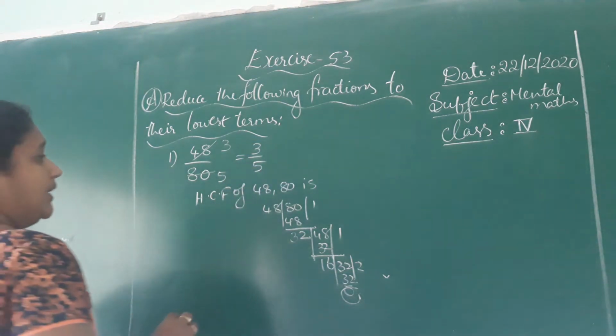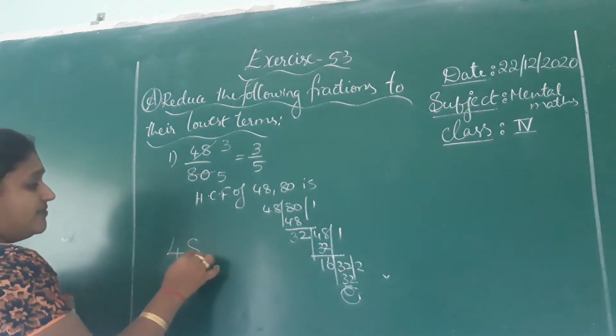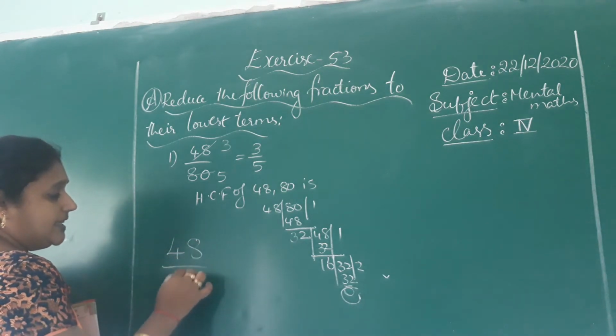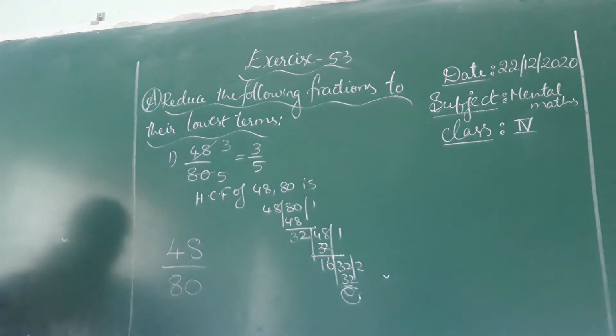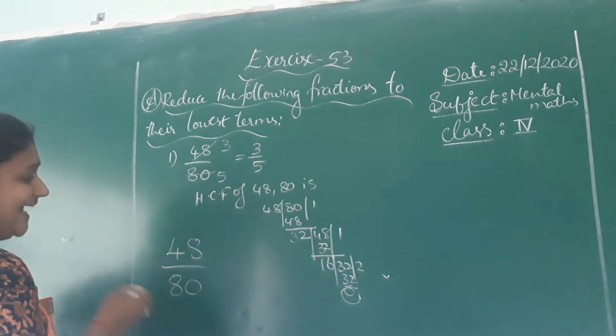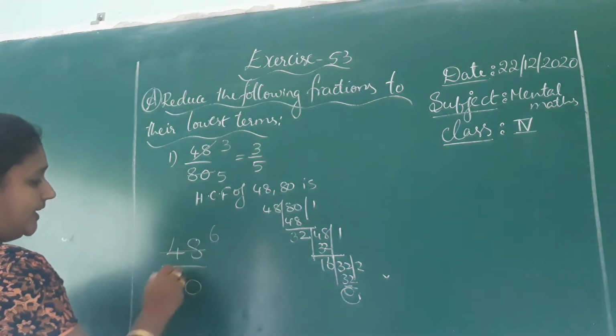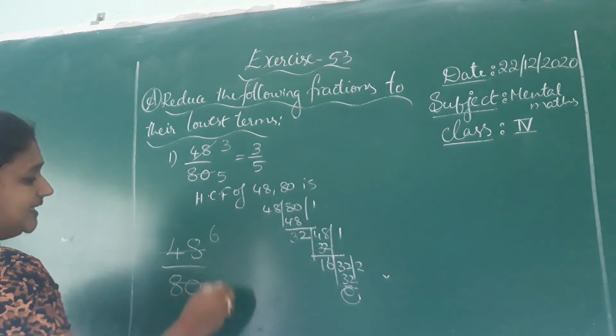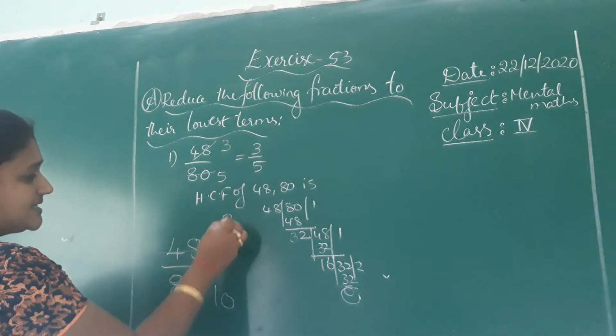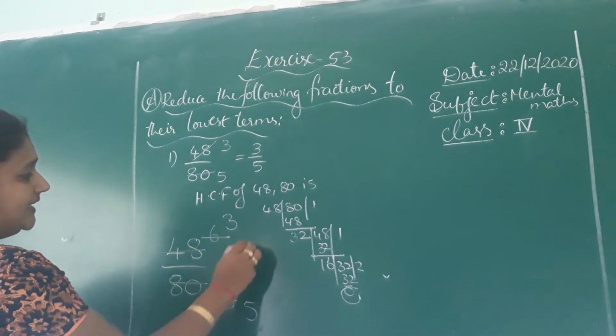Or else you can do it simply with the common factors. 48 by 80, these two are divisible in the 2 table. Or else the 8 table: 8 sixes are 48, 8 tens are 80. Again 6 and 10 are divisible in the 2 table. 2 threes, 2 fives. Now you will get 3 by 5.